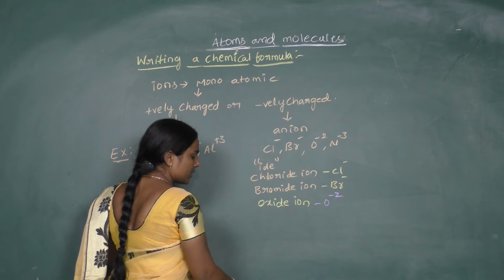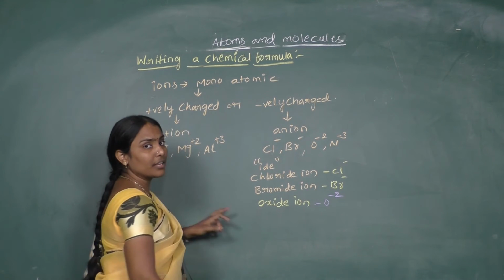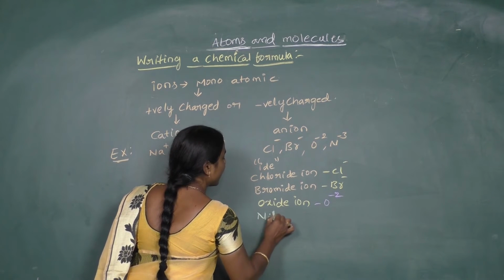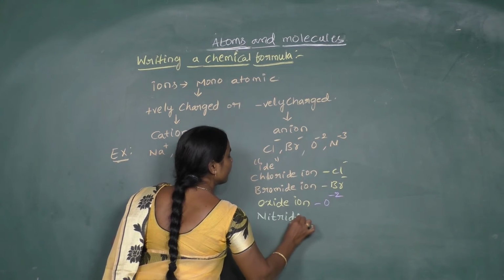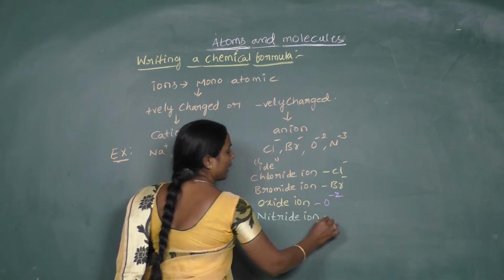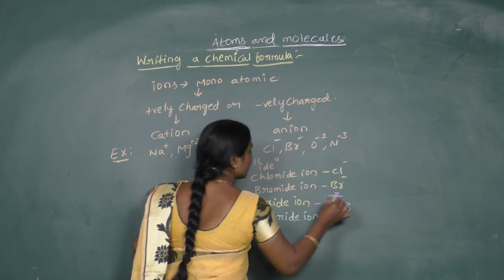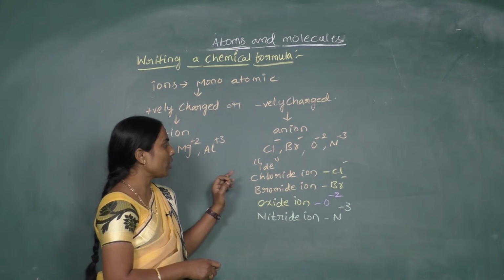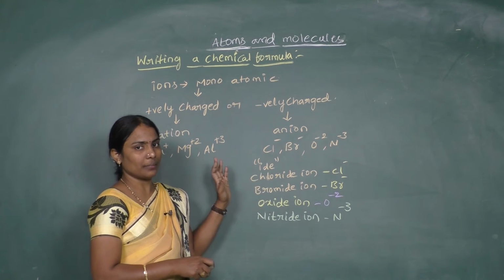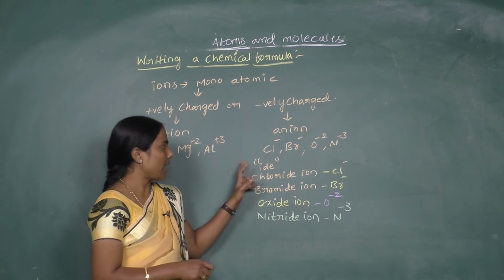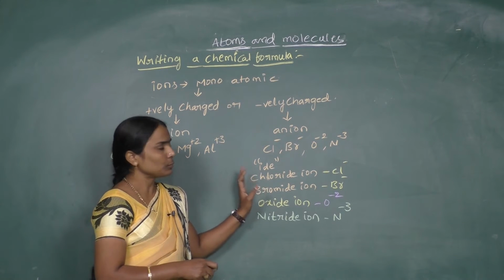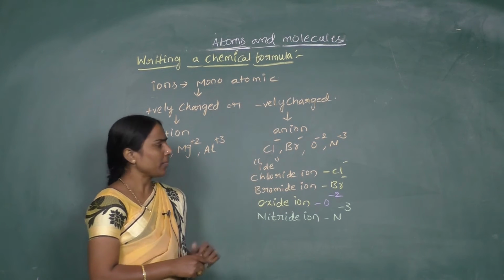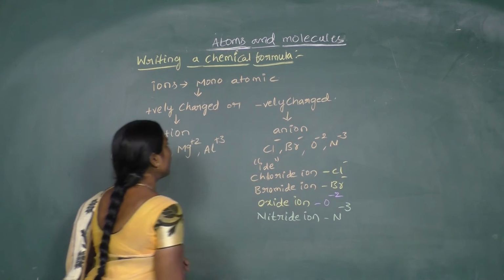In the same way, what can we call nitrogen? The ion of nitrogen must be called nitride ion, and we will represent it as N3-. So from all this, what do you understand? The names of anions must always end with IDE. Whatever the ion may be, it has to end with IDE, and this applies to all monoatomic anions.